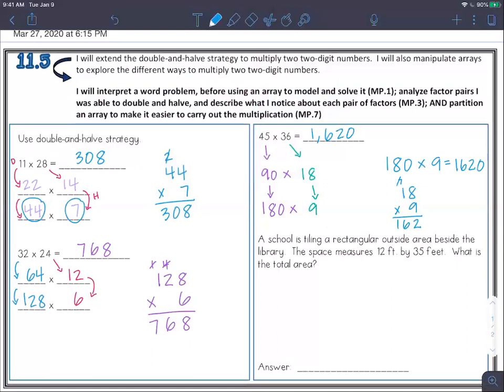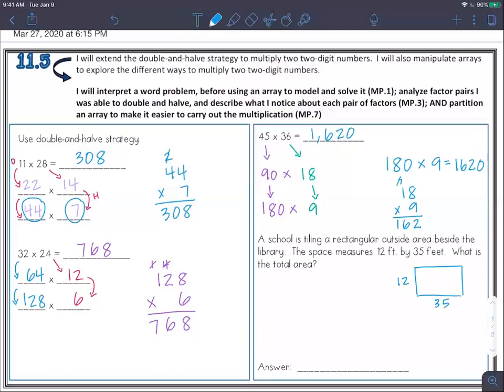Okay, let's solve a word problem. A school is tiling a rectangular outside area beside the library. Okay? The space measures 12 feet by 35 feet. What is the total area? I can even draw a picture. I want to see what that looks like. 12 by 35.